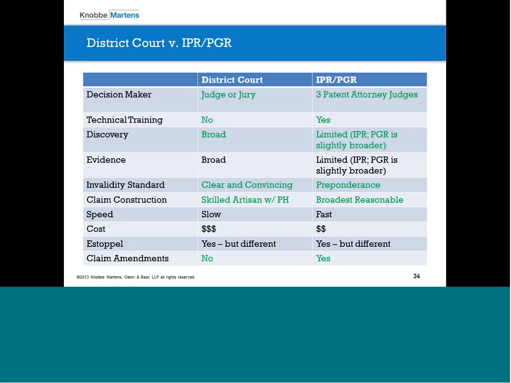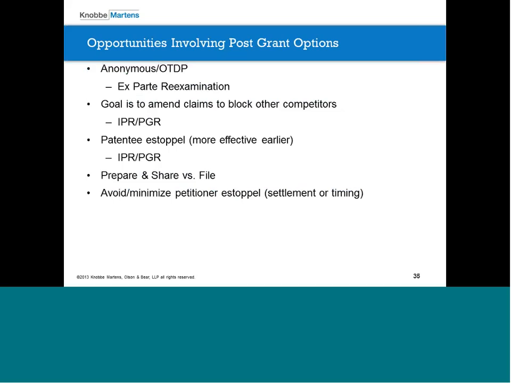And then as far as the actual invalidity standard that you're looking at and claim construction, IPR and PGR will be the clear winner there, as you only have to show it by a preponderance, and the claim interpretation will be broadest reasonable. So more favorable for most scenarios, especially those where you're using prior art. Finally, ask yourself whether or not you want the other side to be able to make amendments. Maybe you do, maybe you don't. That won't happen in district court, of course, but in PGR and IPR it will be available. So we have plenty of opportunities here to use these proceedings.